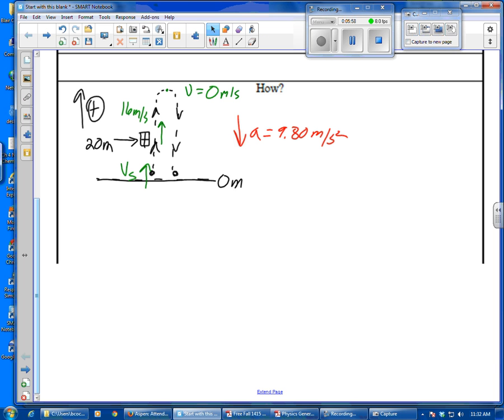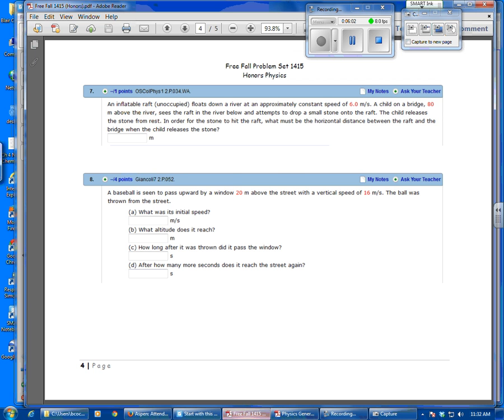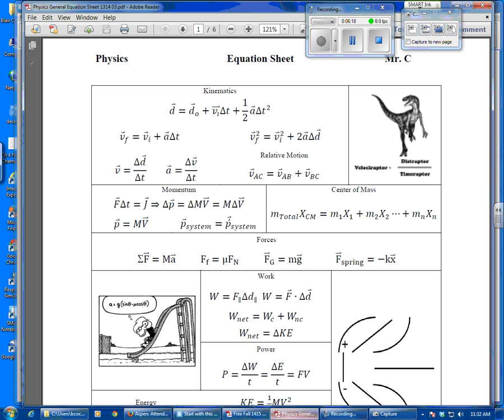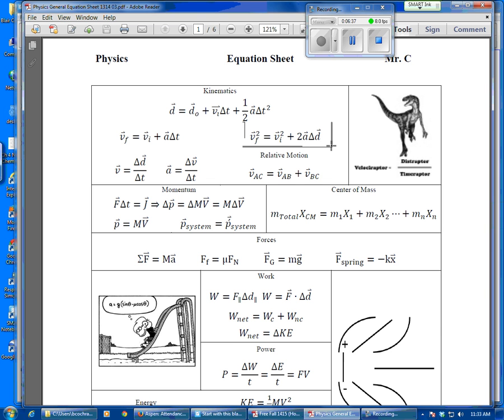The first part asked about its initial speed, so I want to know what this Vs is. I know that in moving 20 meters while accelerating, it goes from that speed down to 16 meters per second. So I look at my equation sheet and ask, do I have any equation that talks about changing my speed because I accelerated over a certain distance? Well, that's this one right here. I end up going this fast because I started going this fast and accelerated as I moved through this displacement. So that's the one I grab.